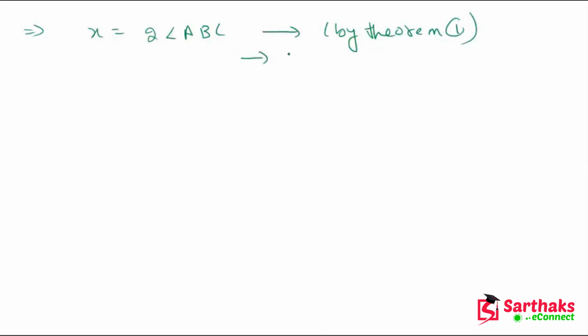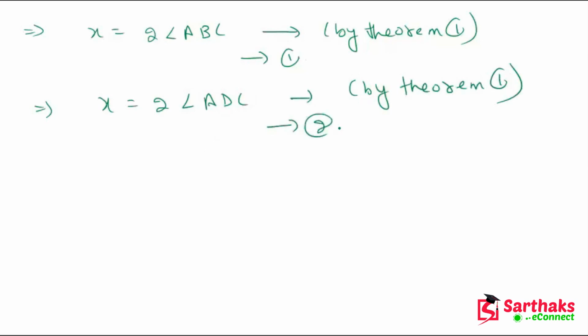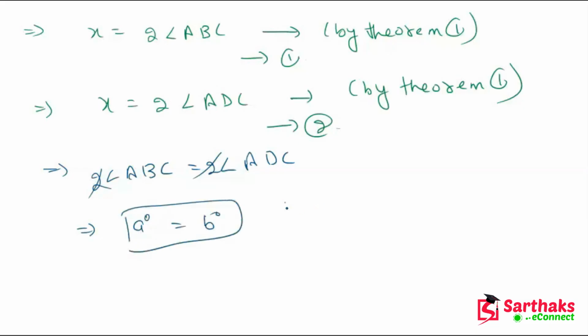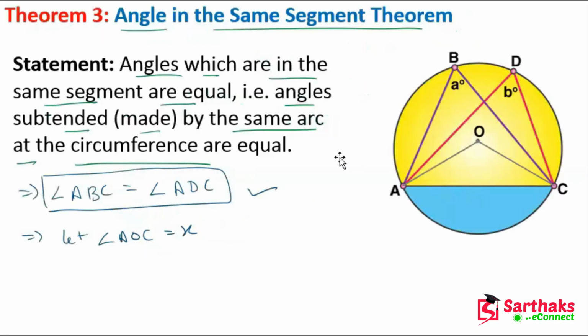Okay, and this is our equation number 1. And we can say also x is equal to twice of angle ADC. Again, this is by theorem number 1, and this is our equation number 2. And if we compare equation 1 and 2, we can write angle ABC is equal to angle ADC. Because this 2 and this 2 will be cancelled, so we get angle A is equal to angle B, and hence proved. So we can say that the angles on the same segment are equal.